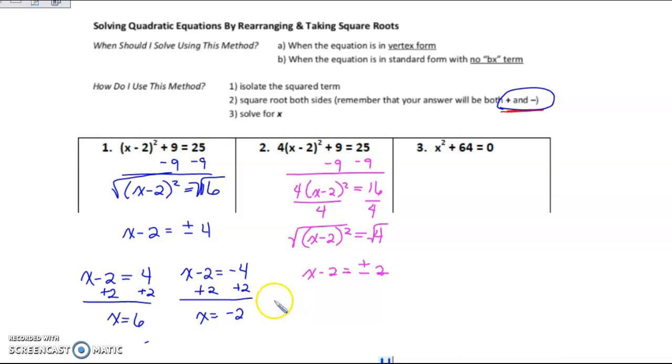Now we're going to solve to find our x-intercepts. We're going to do positive 2 on this one, and negative 2 on this one. If I add 2, x could be 4, and x could be 0. And those would be our two answers for this one.